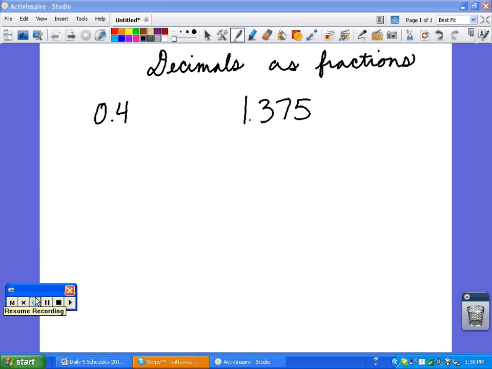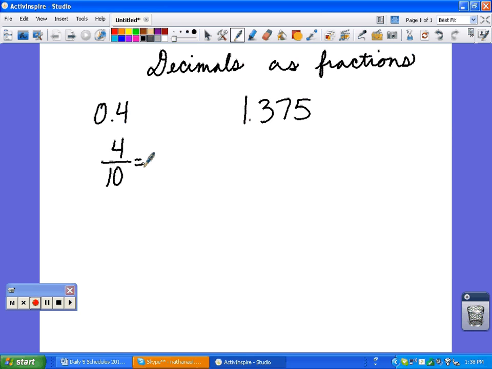To turn decimals into fractions, we're going to do just the opposite. We'll say the decimal, 4/10. 4/10 as a fraction would look like this, but that's not in simplest form. So we're going to simplify that. 4 divided by 2 is 2, and 10 divided by 2 is 5. 2/5 is in simplest form, so 4/10 equals 2/5 as a fraction.